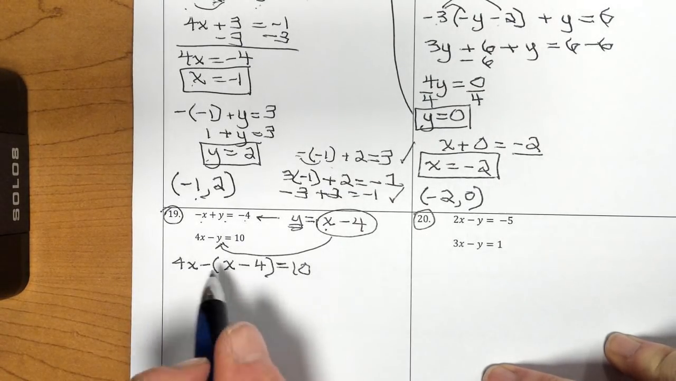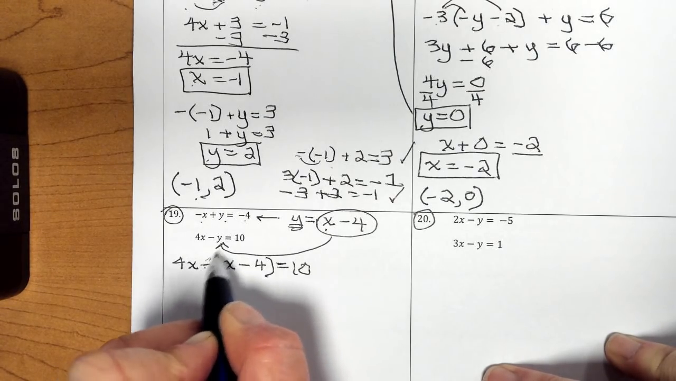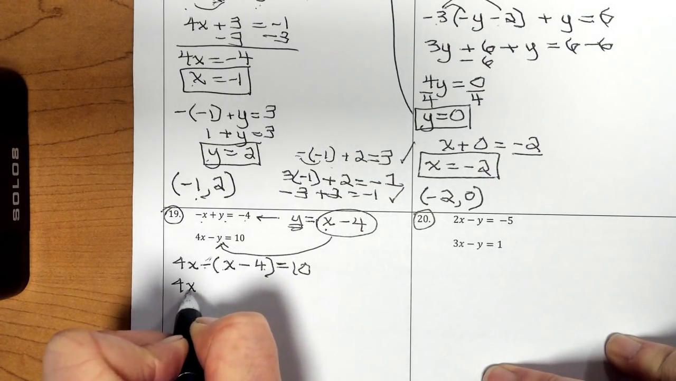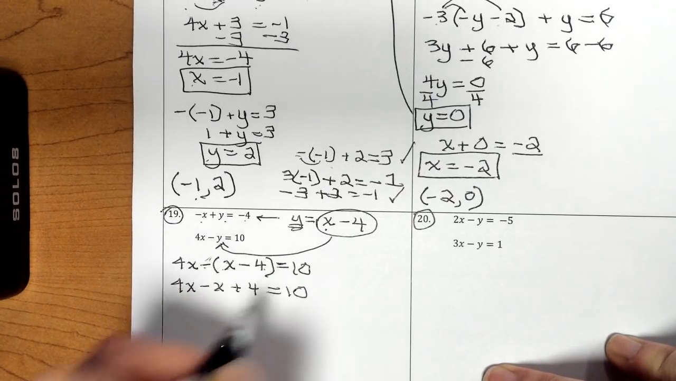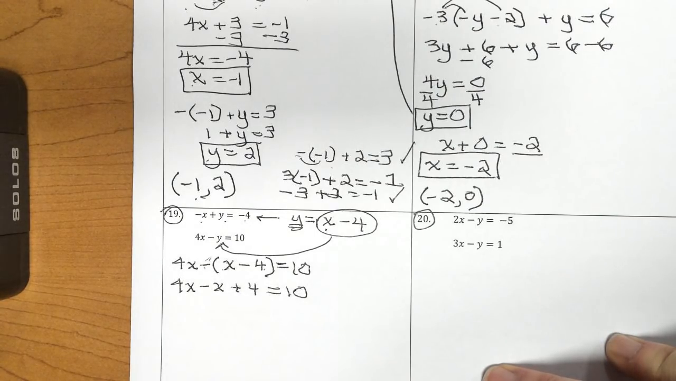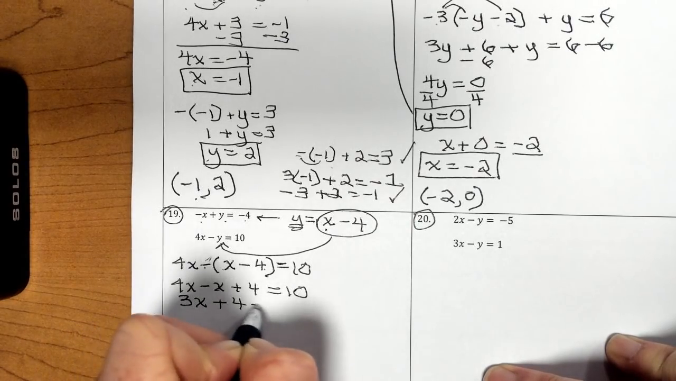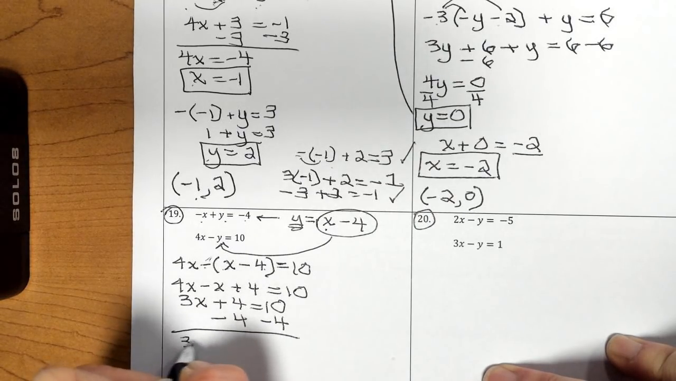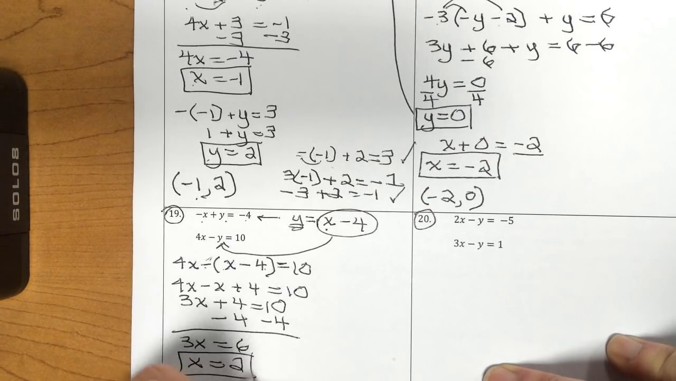I'm going to continue now. Take a look. I've got this negative, which means I've got to distribute the negative across the parentheses, which now leaves me with 4x minus x plus 4 equals 10. Continue to combine like terms. I get 3x plus 4 is equal to 10. Take 4 away from both sides. I get 3x is equal to 6. Therefore, x is equal to 2. So I get a value of x is equal to 2.